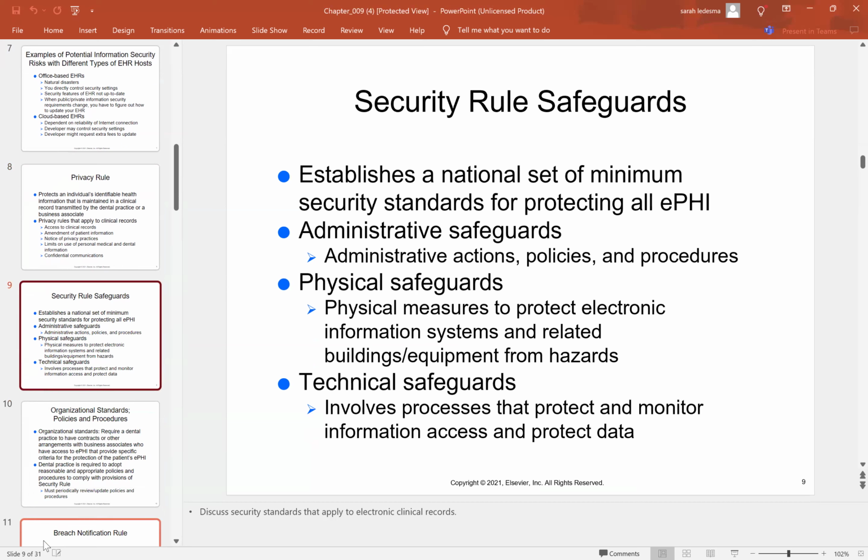Security rule safeguards establish a national set of minimum security standards for protecting all ePHI. Administrative safeguards: administrative actions, policies, and procedures. Physical safeguards include physical measures to protect electronic information systems and related buildings and equipment from hazards. Technical safeguards involve processes that protect and monitor information access and protect data.